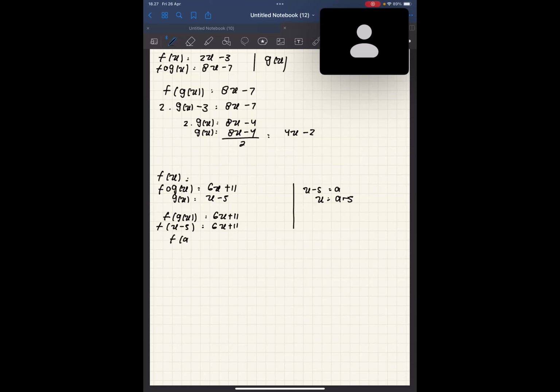So fa equals 6, the x is a plus 5, so multiplied by a plus 5, plus 11. So the fa is 6a plus 30 plus 11. Sorry, this is plus 5. So this should be plus 30 plus 11. The fa is 6a plus 41. We're changing the a back to x. So the fx is 6x plus 41.